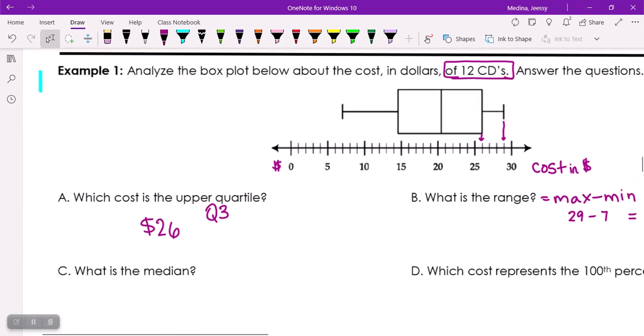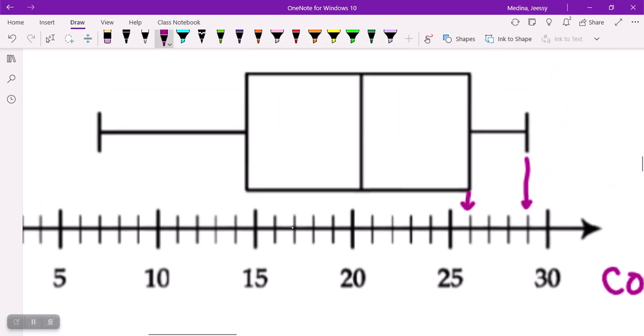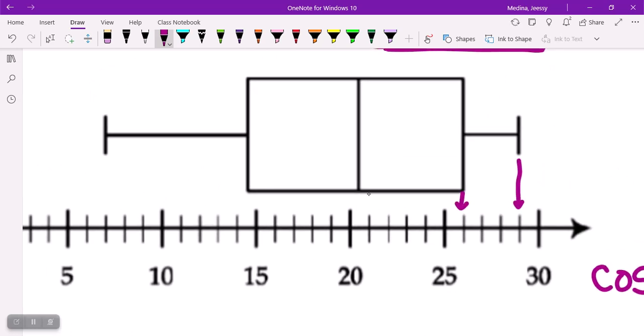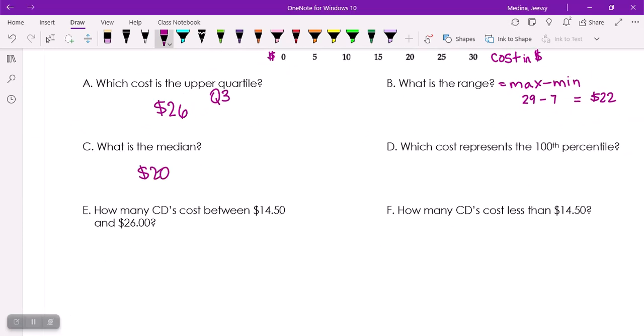What is the median? Okay, so when you look at the median, do you see that it's not exactly at 20? 20.5. You guys are so quick at the uptake.